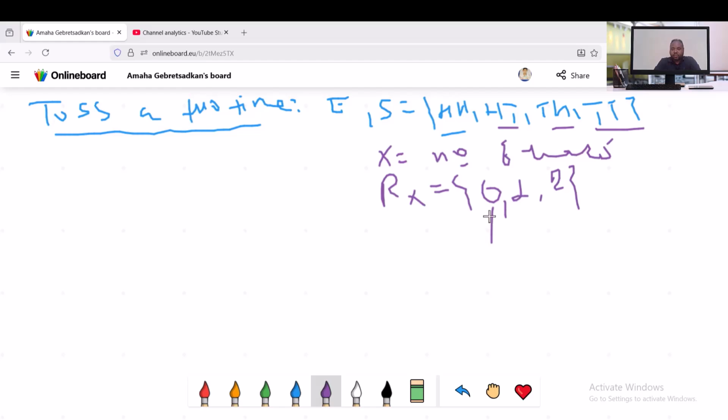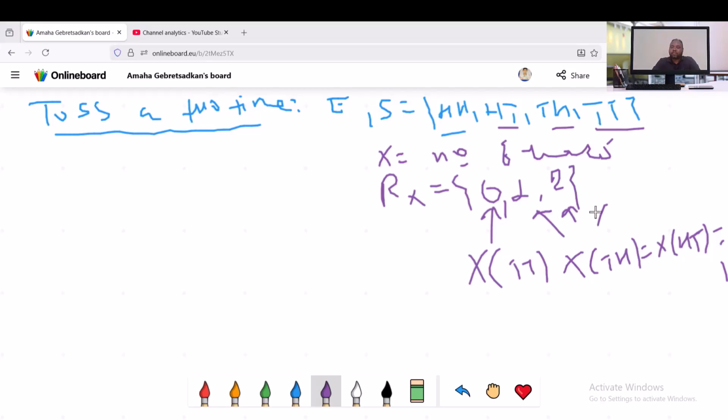This 0 means x of TT, it's a functional value we have said. And what this one means: x of TH, x of HT. We have 2 outcomes whose numeric value is 1. And this 2 refers to x of HH equals 2. In this HH we do have 2 heads, right?